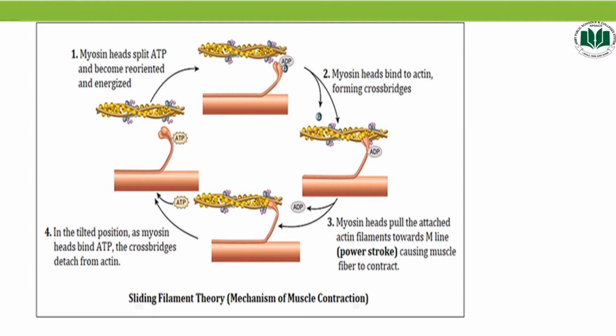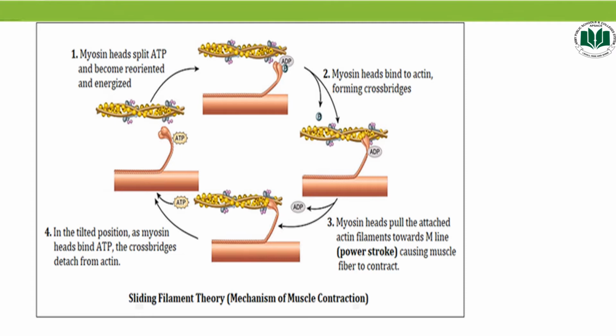First, the myosin head splits ATP and becomes reoriented and energized. As you can see in the second step, the myosin head binds to actin, forming a cross bridge. So what are cross bridges? Cross bridges are basically formed and broken several times during the contraction of skeletal muscle. So students, in step number 2, the cross bridges are formed.